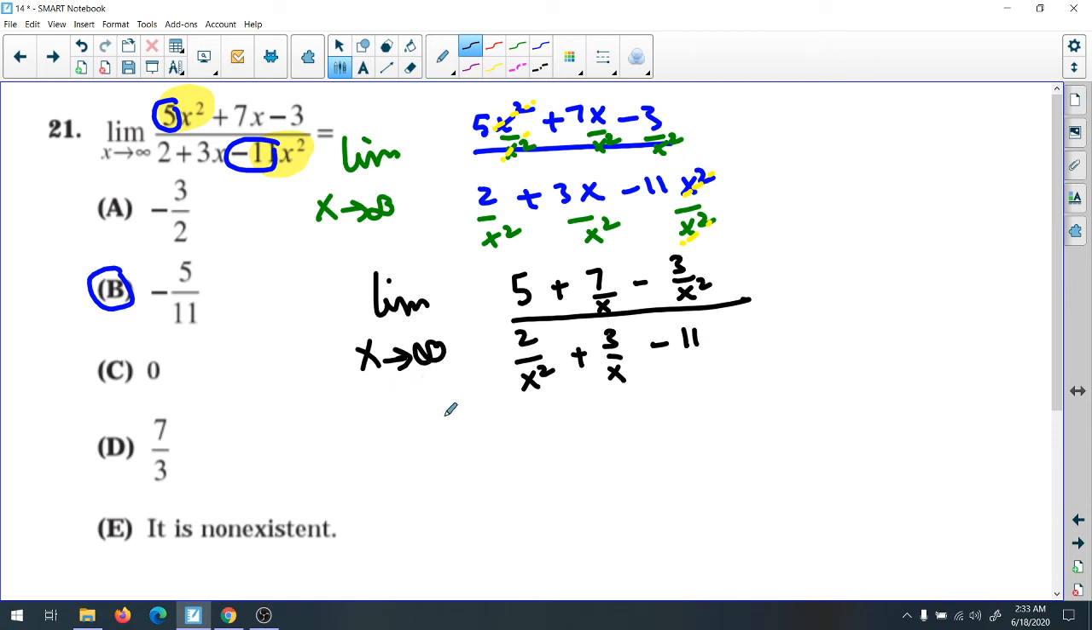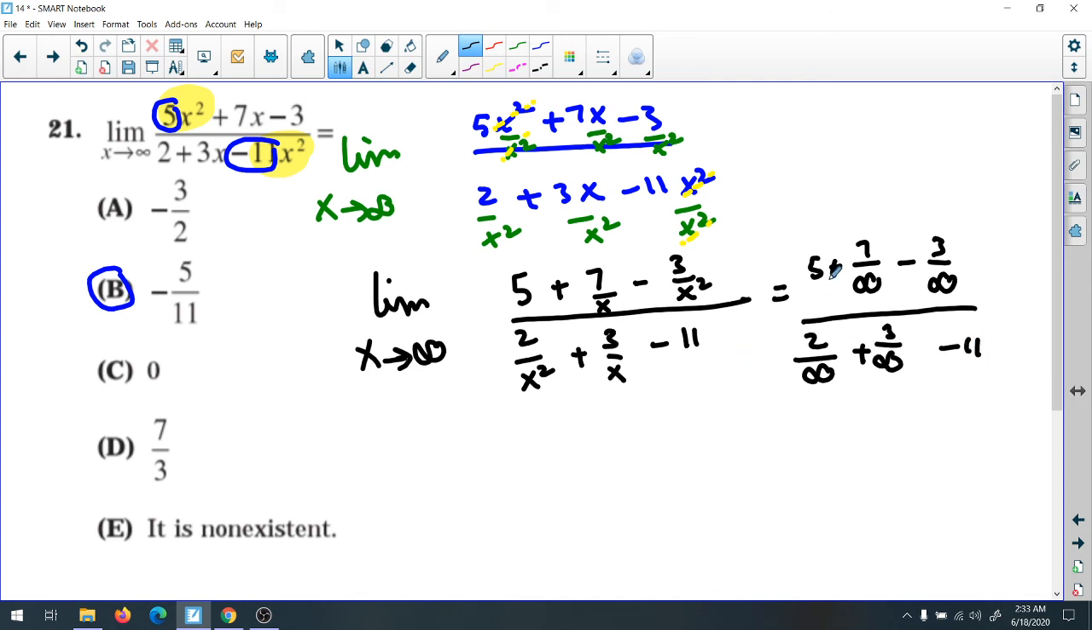Now it's time to plug in infinity. When you plug in infinity, stop writing the limit again. The result will be 5 plus 7 over infinity, minus 3 over infinity squared, which is still infinity, over 2 over infinity squared, plus 3 over infinity, minus 11. Now, any number you divide by infinity will be 0.